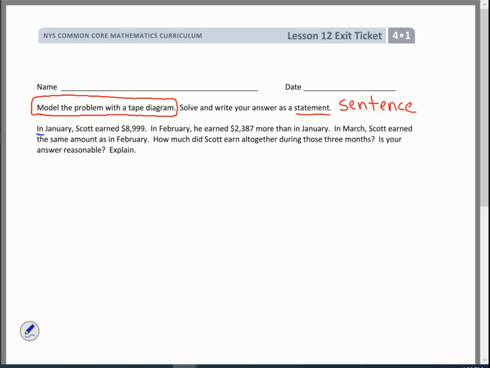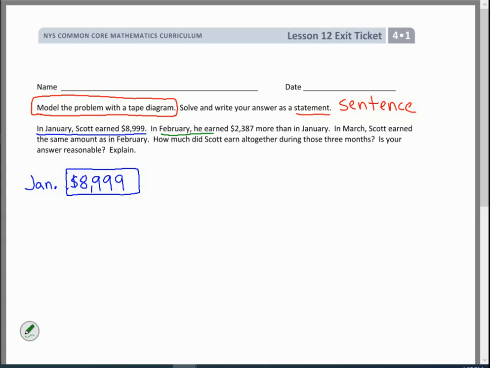I'm going to take this first piece of information here, and I'm just going to write an abbreviation of January, and I'm going to make a rectangle and put that amount of money or that number inside. And now I'm constructing my tape diagram. So these rectangles are also called tapes or strips. You might refer to it as a strip diagram.